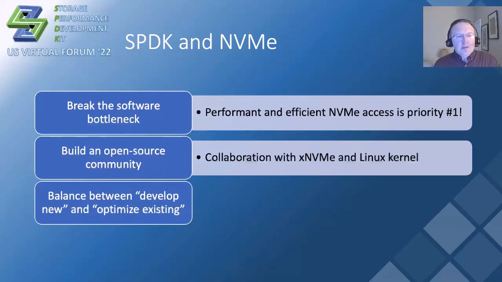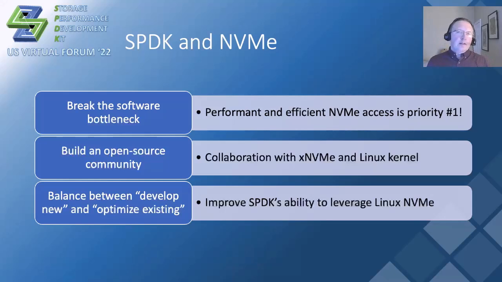But to continue to look at how do we balance between developing new, so how do we utilize some of these libraries that SPDK has developed and maintained, but then also how do we develop software that optimizes existing interfaces? So how do we optimize things that the Linux kernel provides, like this new io_uring NVMe pass-through that Simon's going to talk about.